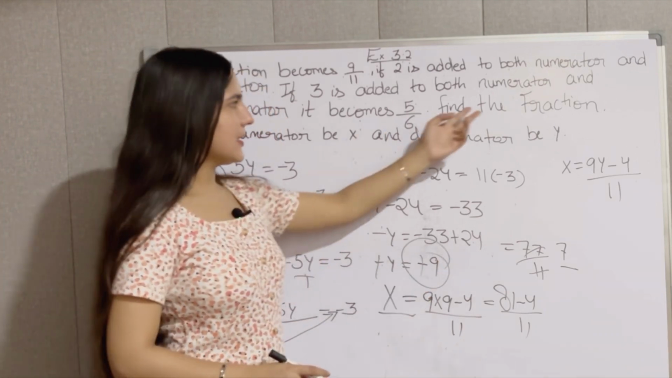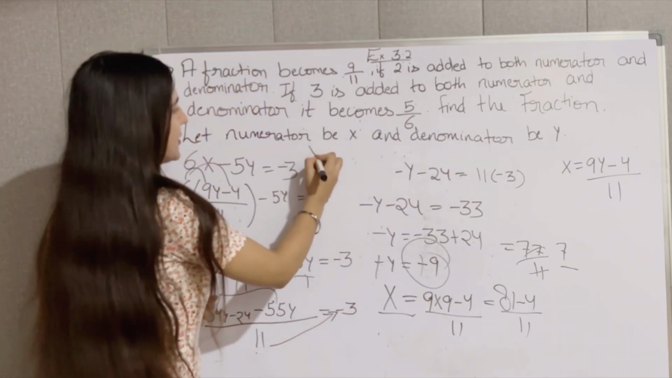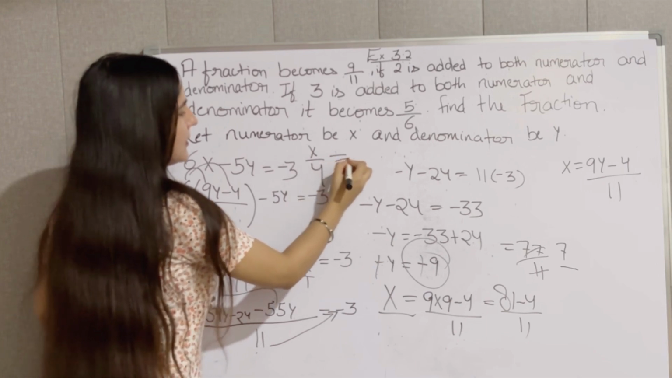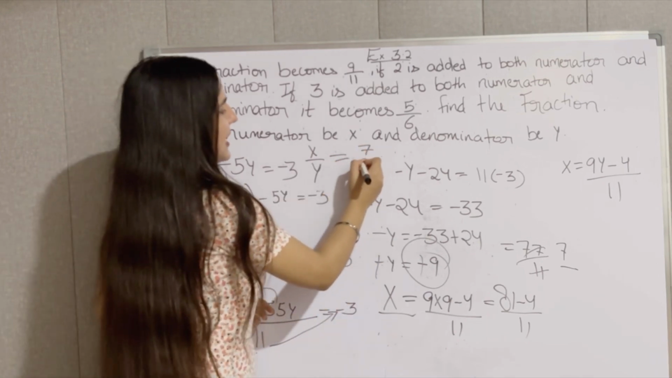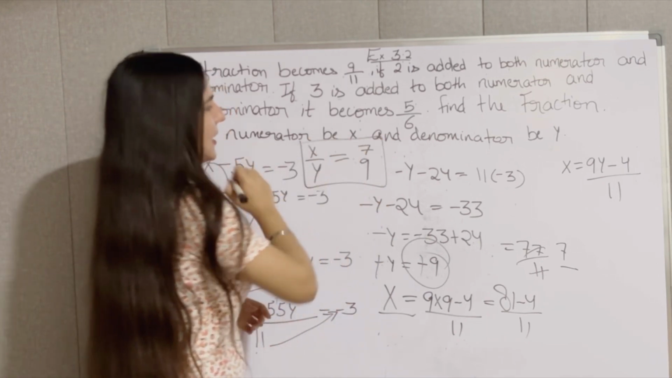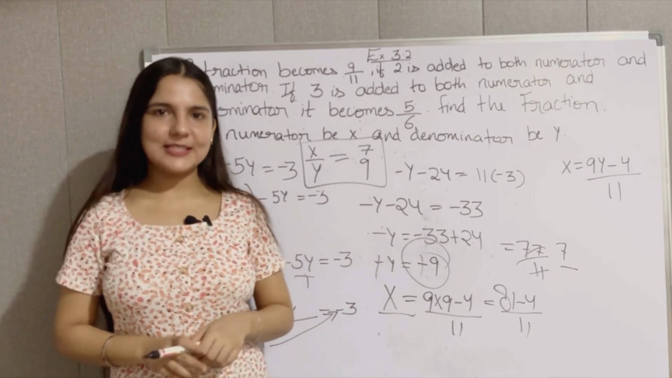And the question is asking to find the fraction. So what is a fraction? x upon y, that is 7 upon 9. This is the required answer. I hope this is clear. Now let's solve its next part.